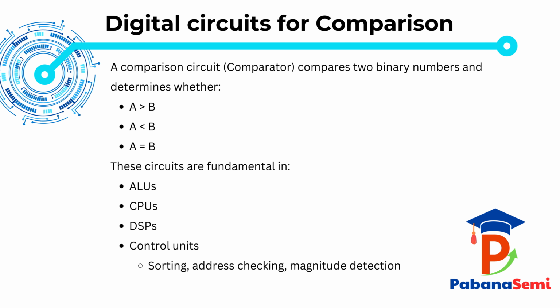Inside ALUs, comparators help make arithmetic decisions. In CPUs, they support conditional branching instructions. In DSP systems, they assist with magnitude detection and signal evaluation. And within control units, they enable operations like sorting, address checking, and priority decisions. Without comparators, processors cannot make logical decisions.